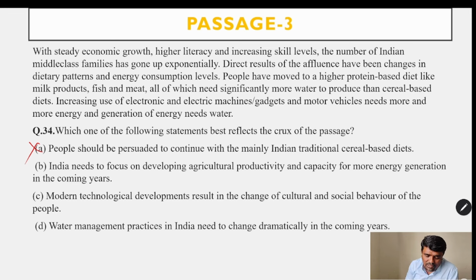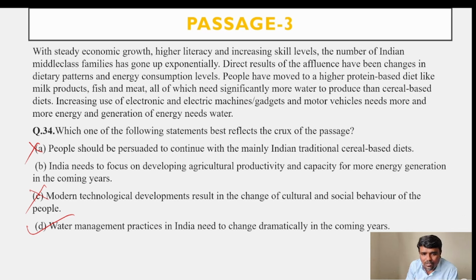It is not talking about agricultural productivity. It's talking about water consumption. Modern technological developments result in the change of cultural and social behavior. It is irrelevant. Water management practices in India need to change dramatically in the coming years. I hope now you got the point. This is the main idea, the crux of the passage.